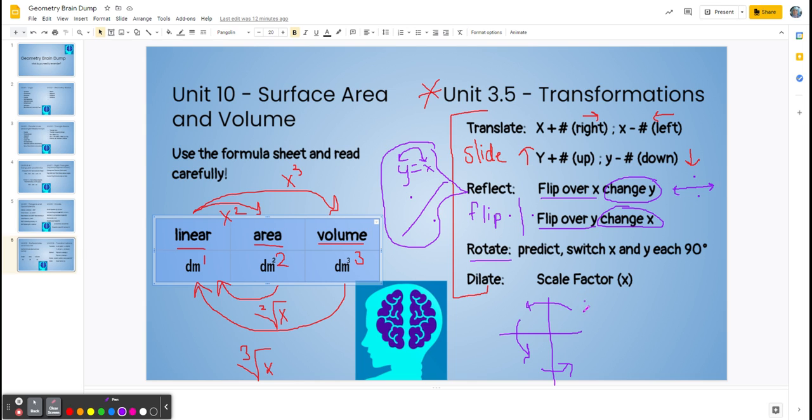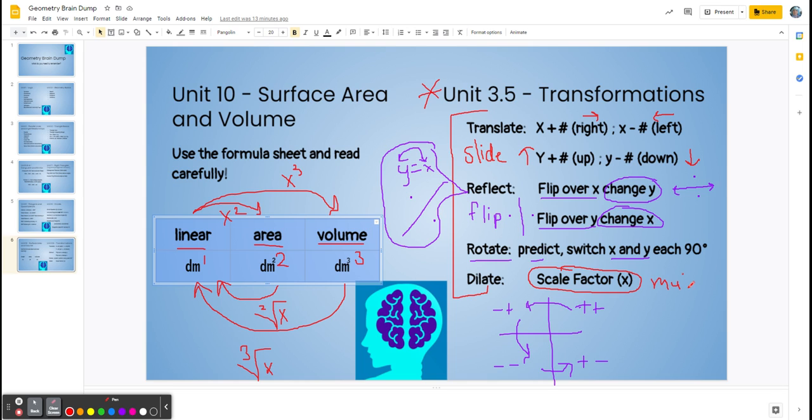If you land in quadrant 1, it's going to be positive, positive. If you land in quadrant 2, it's going to be negative, positive. Quadrant 3, negative, negative. Quadrant 4, positive, negative. Predict where you're going to go, switch your x and y, and then apply the signs. Last thing, what math operation do I do for scale factor? Add, subtract, multiply, or divide?